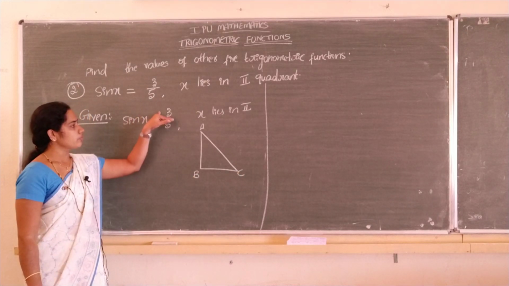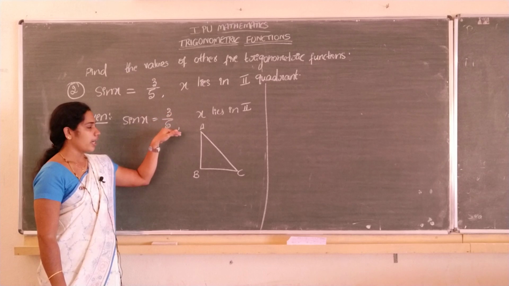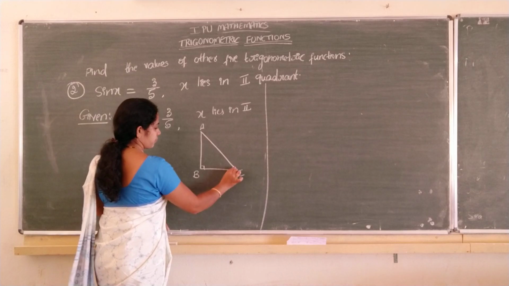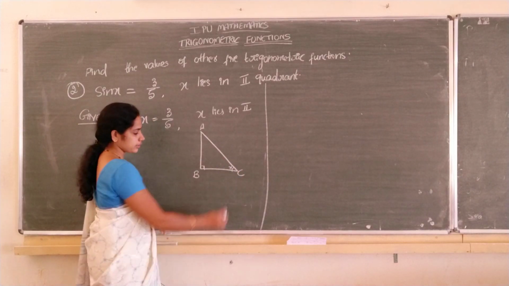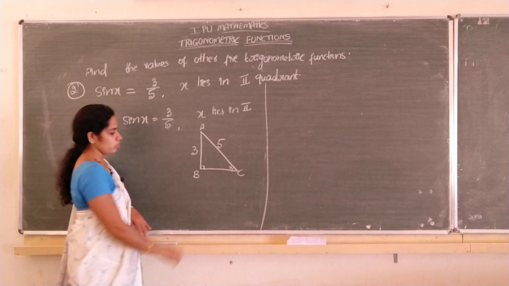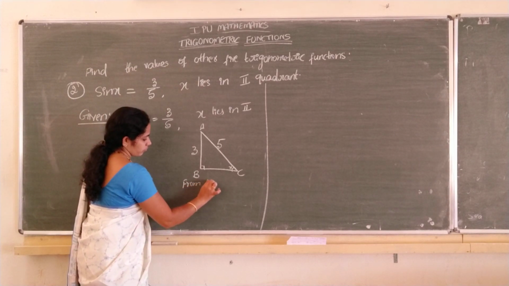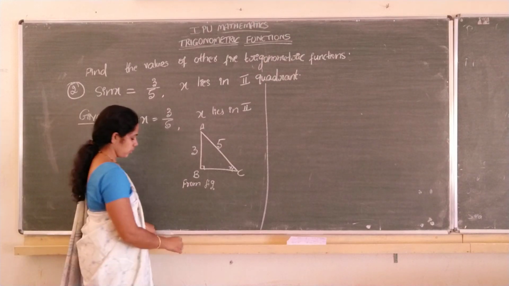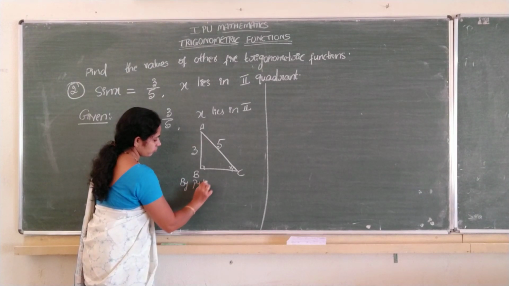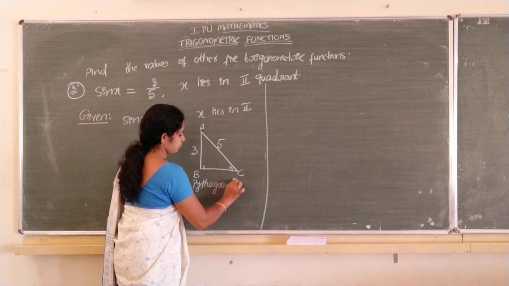ABC. How can we define sin x? Sin x can be defined as opposite by hypotenuse. Here it is 90 degree. Let us take this as x. So opposite is 3, hypotenuse is 5. Now we have to find out BC square. From the figure, by the Pythagoras theorem, okay, we can write by the Pythagoras theorem.